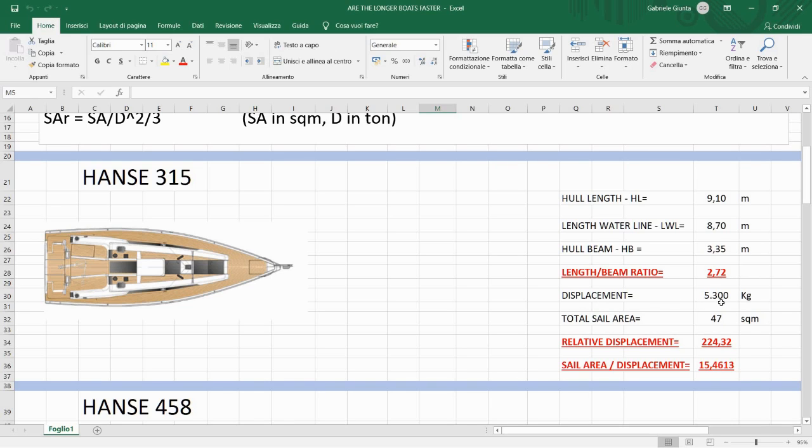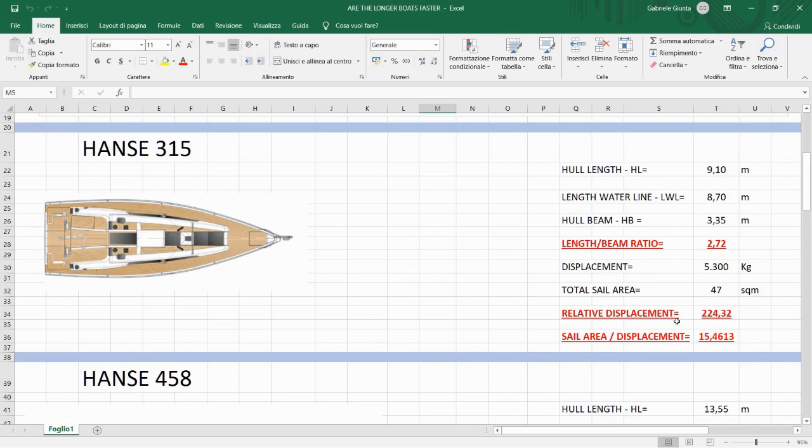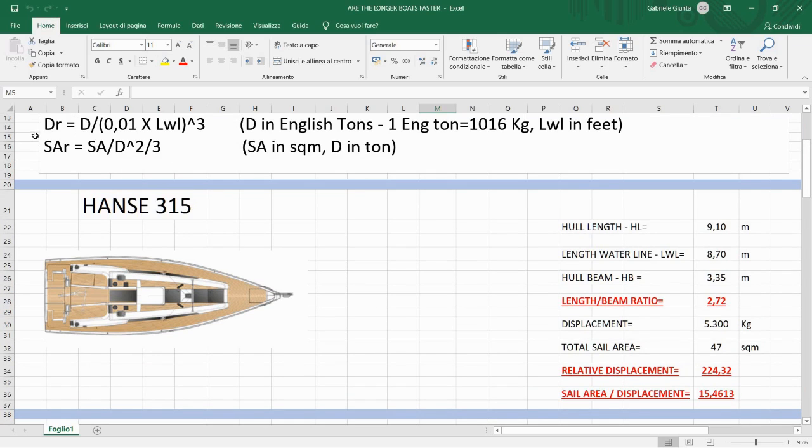Displacement is 5 tons and 300 kilos. Total sail area is 47 square meters. So the relative displacement is 224 and the relative sail area is 15.4. Again, the relative displacement is this one, basically the displacement compared to the length water line, and the sail area is this one, the sail area compared to the displacement.